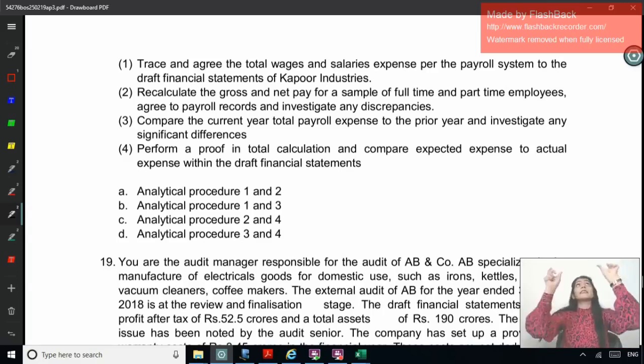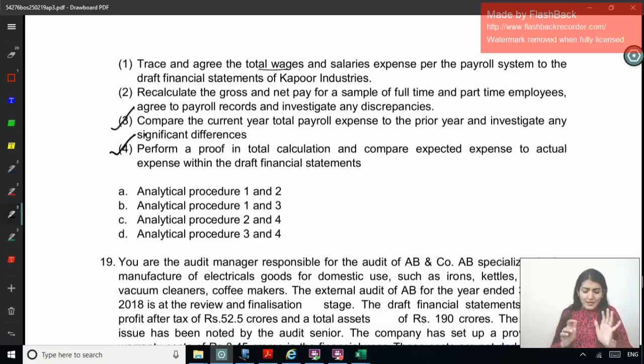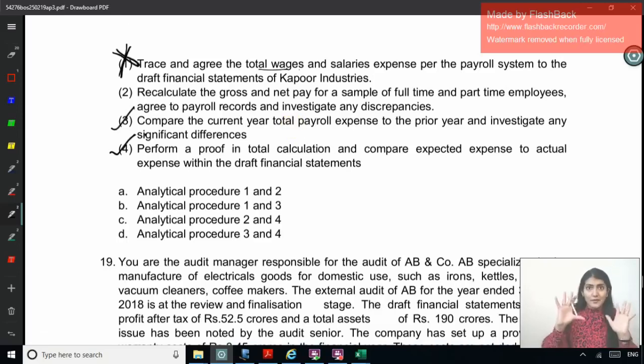So rather than directly just checking numbers as they have told in one, a better option is that you perform a proof in total calculation and compare expected to actual. So one, it says compare with the previous year, and second, you compare the expected with the actual. So procedure number 3 and 4, that is D. Again in this one, when you read the 4, rather than checking directly total salary expenses with the draft financial statements, one looks like a no. At least comparing expected with actual is more sensible.